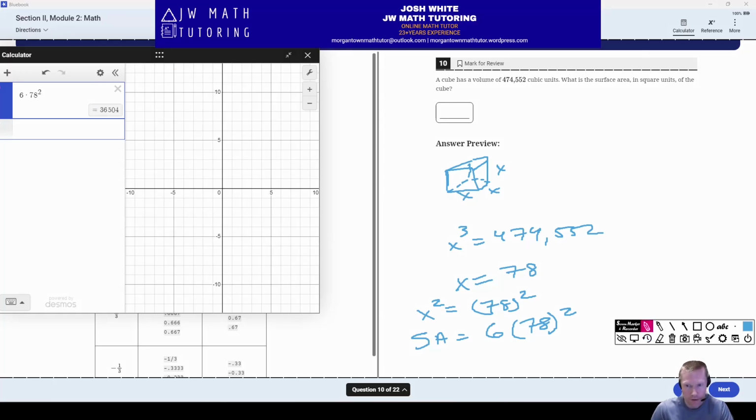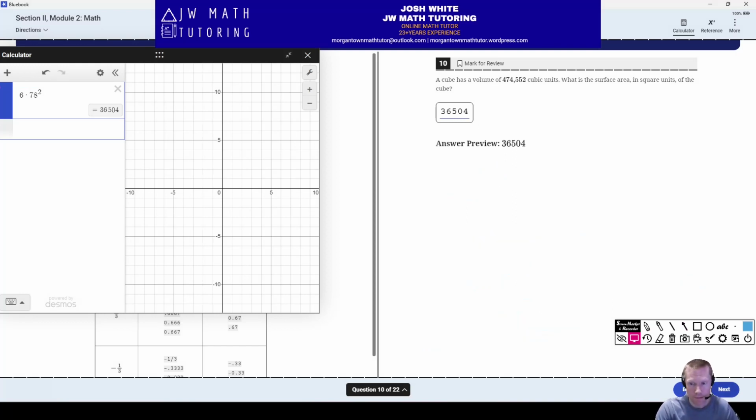36,504. That is going to be the answer to the problem for the surface area. And there's nothing more to do for this problem.